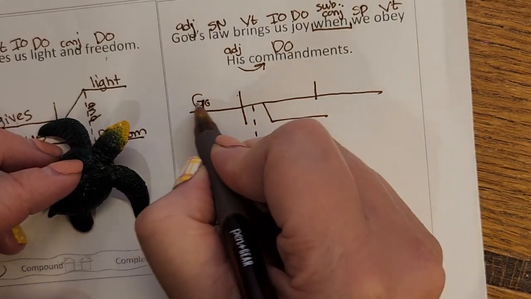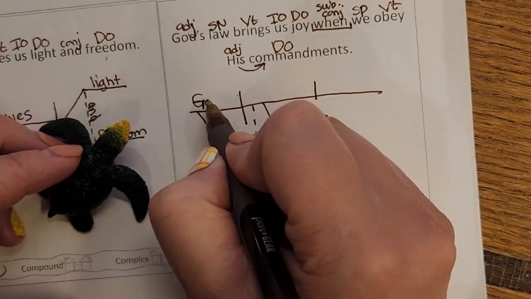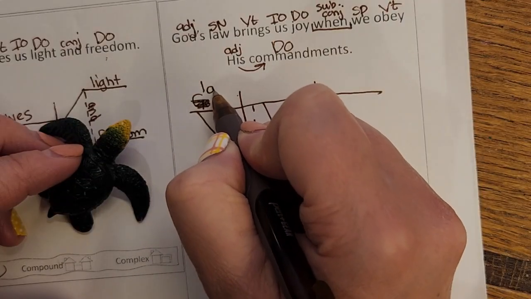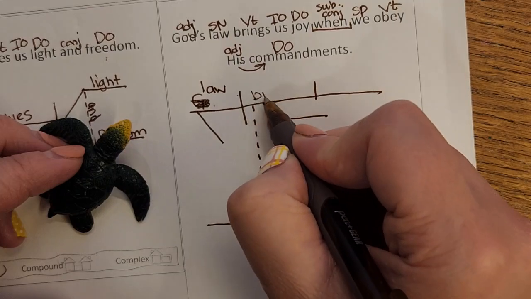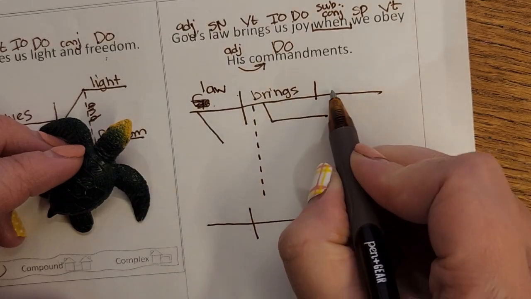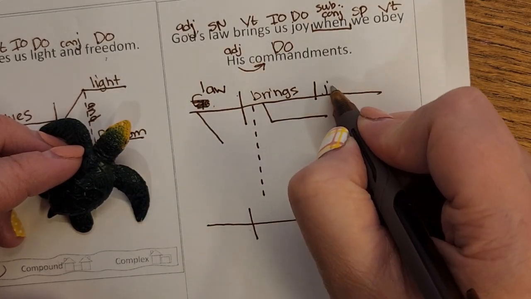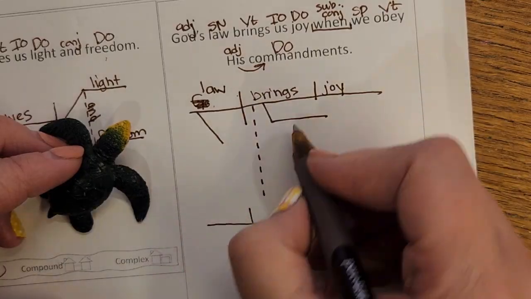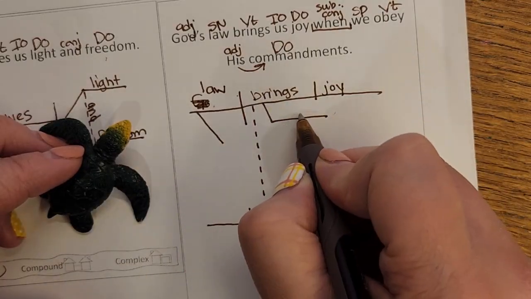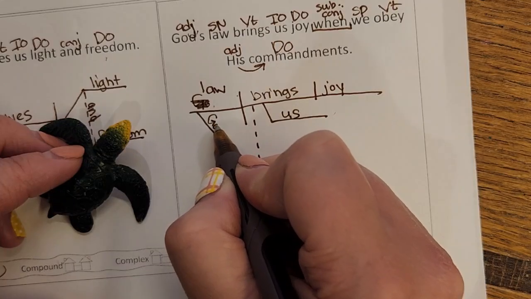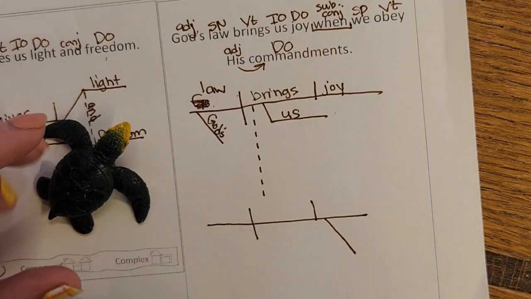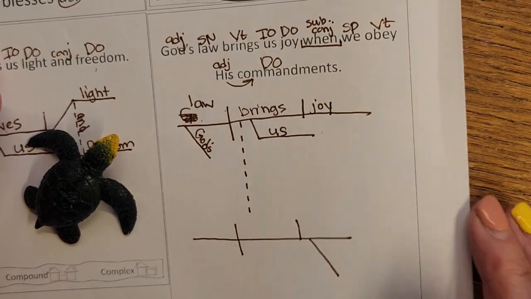All right, here's our subject. Oops, not God's. I made a mistake, sorry. Law. This is why I hope you guys are using a pencil. Law brings what? Joy. Good. And then brings joy to or for whom? Us. Whose law? God's. I'm sorry, I hope this isn't too fast for y'all today.